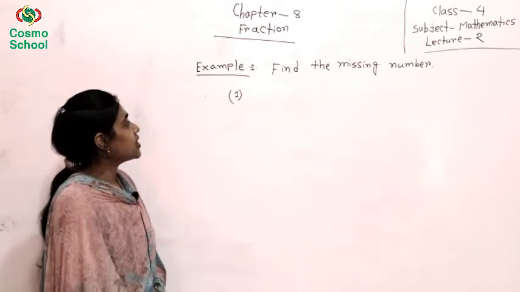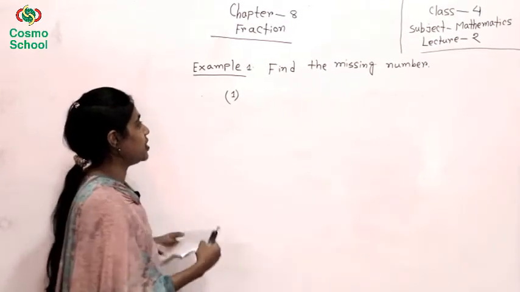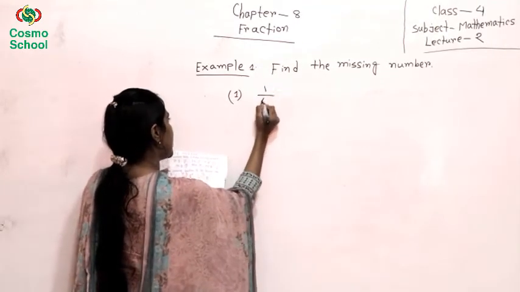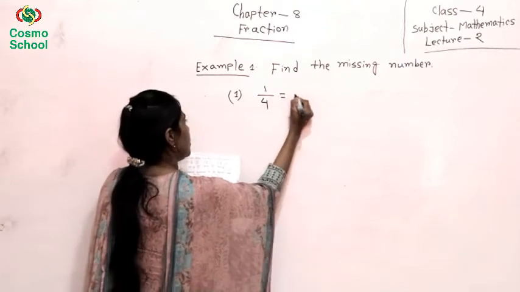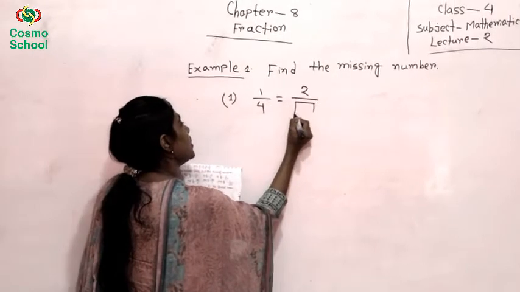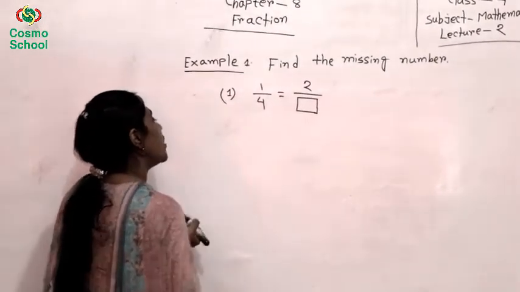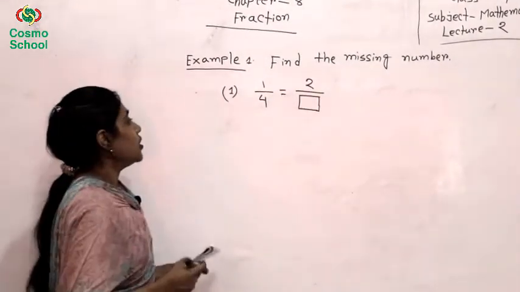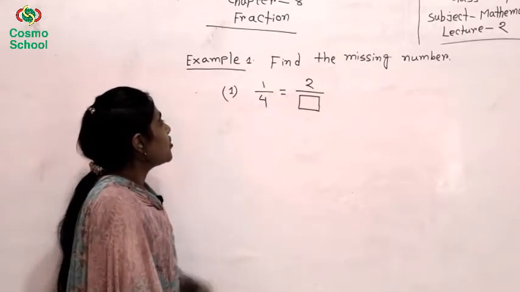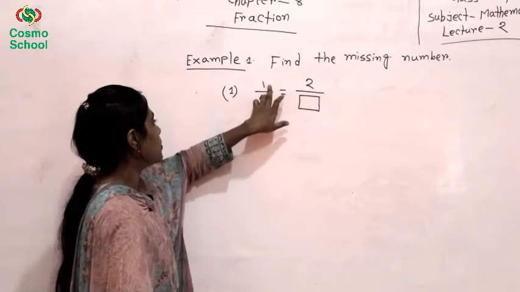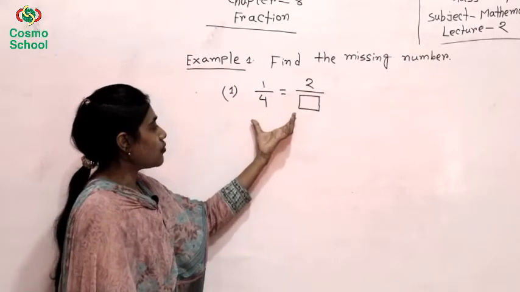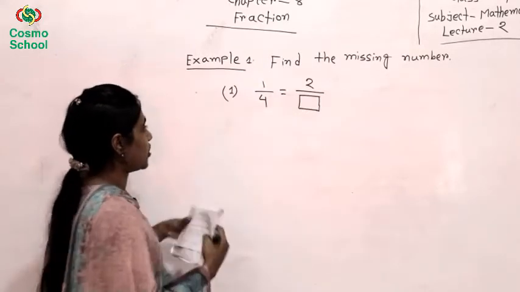Now our next math is find the missing number. Math number 1. 1 divided by 4 equals 2 divided by missing number. What is the missing number? Now we can find out at first what the missing number is, and what is the process to find it. Solution.